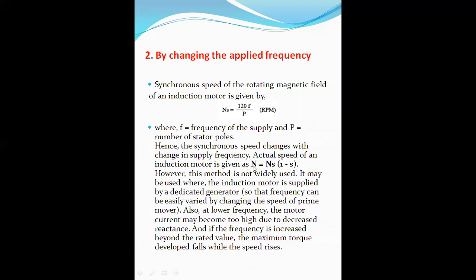Hence the actual speed can be calculated by N equal to Ns into (1 minus S), that is known to us. However, this method is not widely used. It may be used where the induction motor is supplied by a dedicated generator, so that the frequency can easily be varied by changing the speed of the prime mover. Also, at lower frequency, the motor current may become too high due to decreased reactance, and if the frequency is increased beyond the rated value, the maximum torque developed falls while the speed rises.